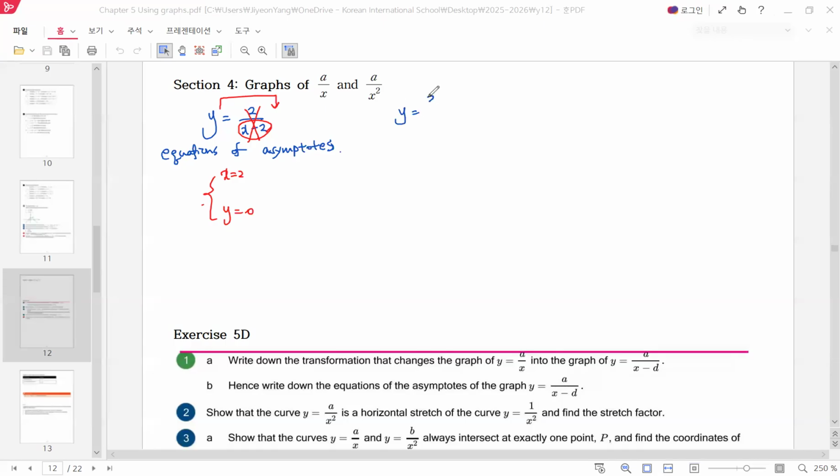y equals minus 3 over x minus 2. Then the equations of asymptote: x equals, find the value of x which makes the denominator 0, is just 0, right? Then ignore this part, then y equals minus 2. These are the equations of asymptotes.